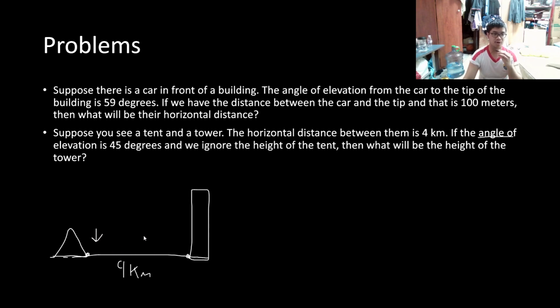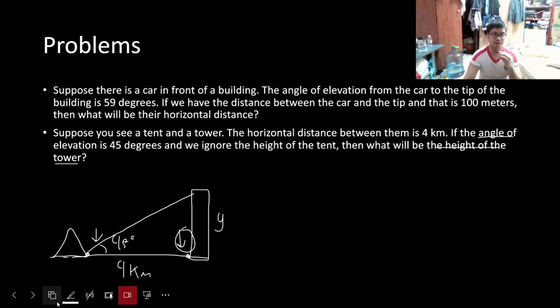Should we put it here or should we put it here? Since we're looking for the height of the tower, of course we're not going to put the angle here, right? So let's just represent this as y. We're not going to put the angle of elevation here, but rather here. We're going to put the angle here. So this is 45 degrees. There we go. Okay? So now we're going to find the height of the tower.